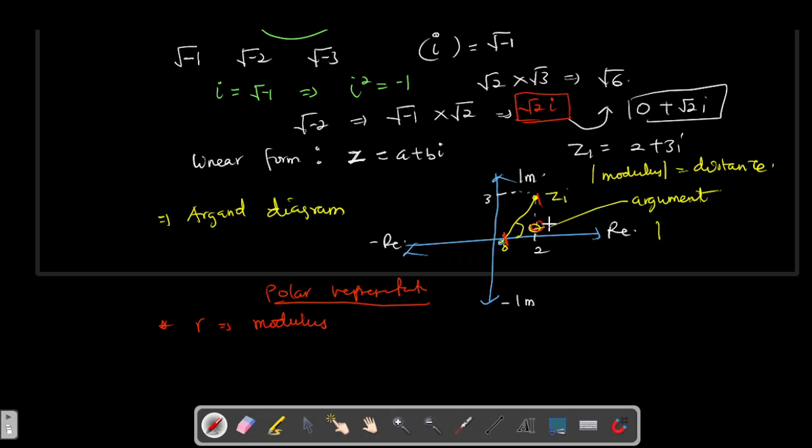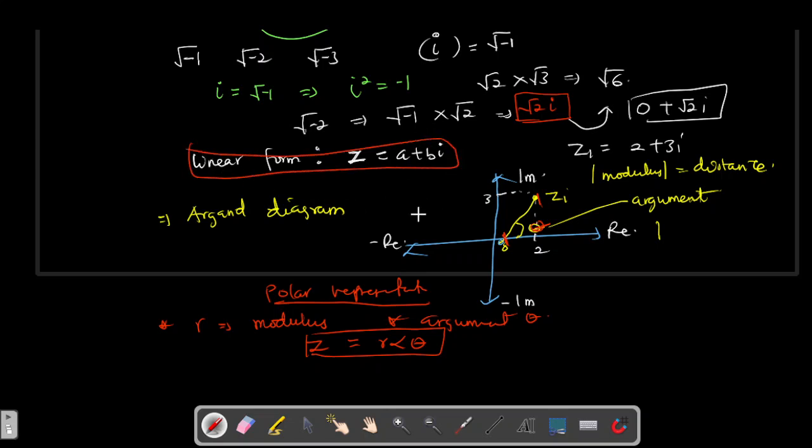Then the angular measure here is also what we call the argument, represented as theta. So if I have z and I represent it as r angle theta, this is what we call the polar representation of complex numbers. Just at this point, you've realized that there are two main representations. We have the linear form, which is z equals a plus bi. Then we have the polar form, right? So let's move on gradually.